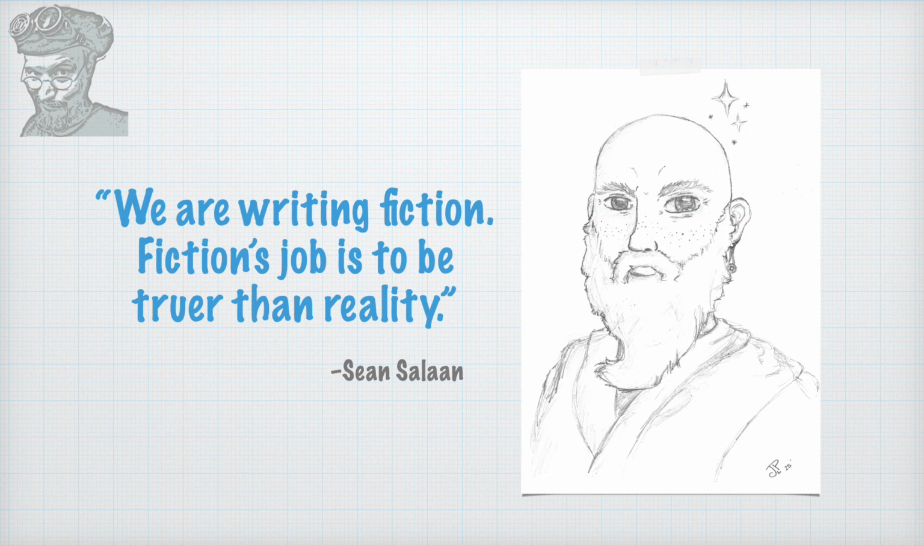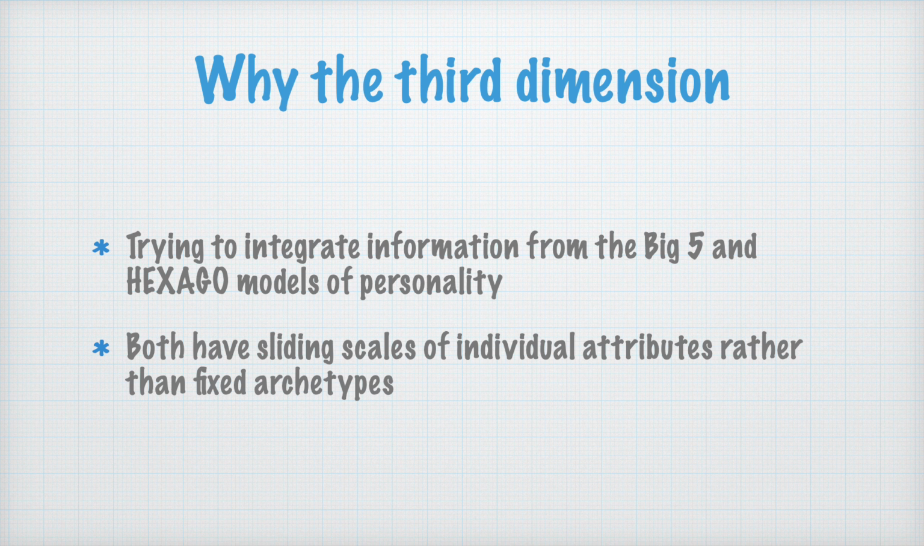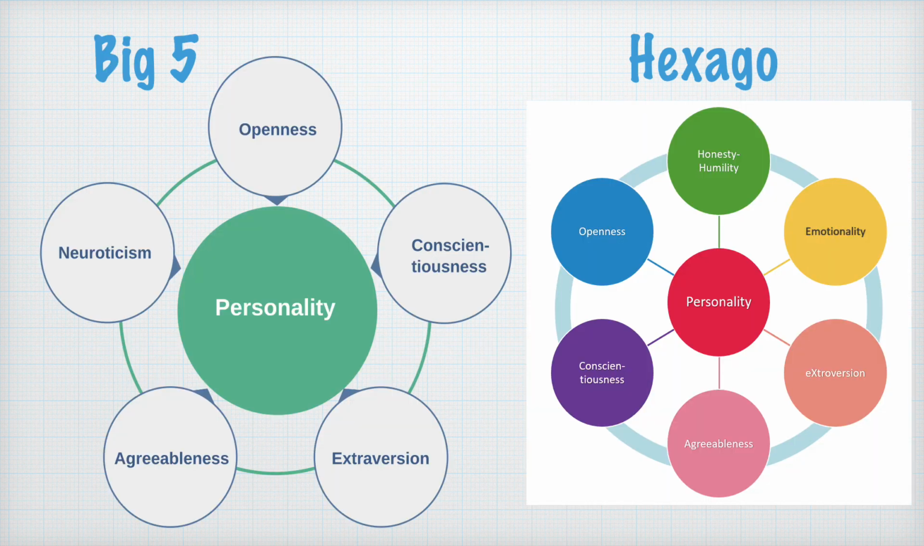Remember, we're writing fiction, and fiction's job is to be truer than reality, in the sense that we're telling a story. So, this third dimension, why am I bothering? In my twisted brain, this allows us to integrate a lot of what was learned from the Big Five and the Hexago models. They don't put people in bins. They just give you scores on openness or conscientiousness or extroversion or agreeableness or neuroticism, and you can be all five or none of them all at once.